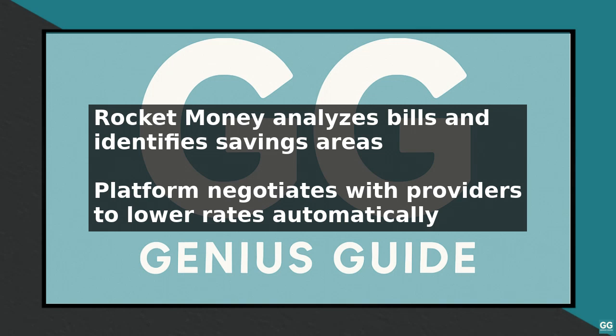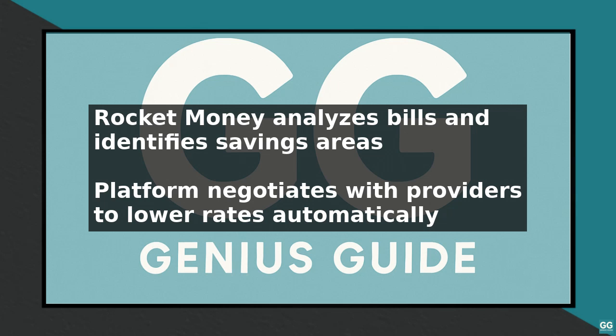To configure the bill negotiation feature, log into your Rocket Money account and navigate to the Bills section. From there, you can select the accounts you want to negotiate and choose your negotiation preferences. You can also set a savings goal and track your progress over time.